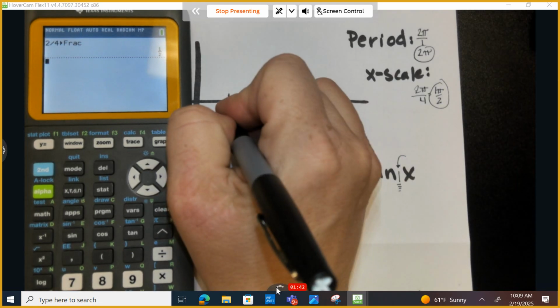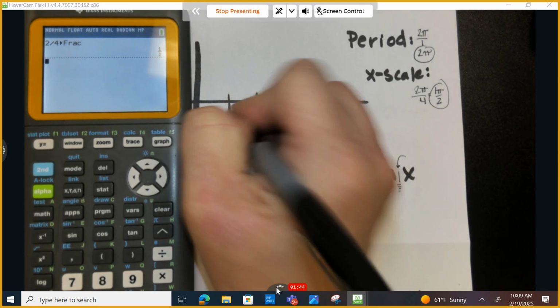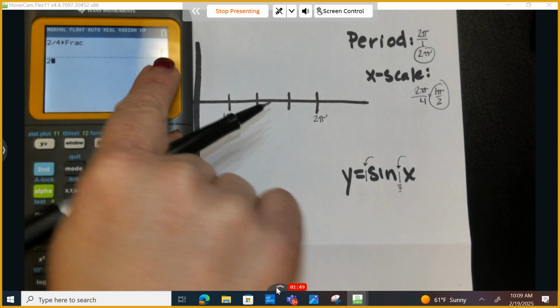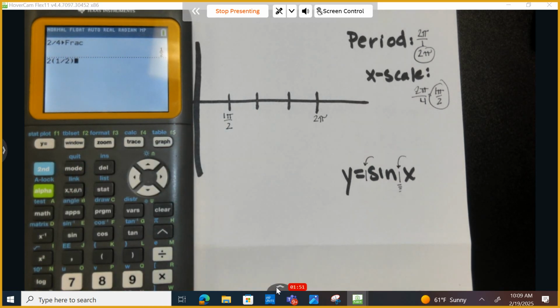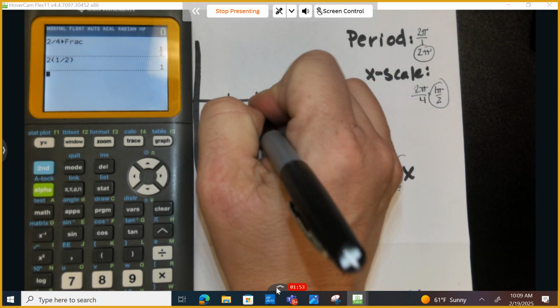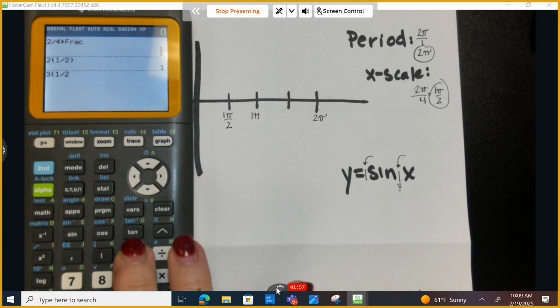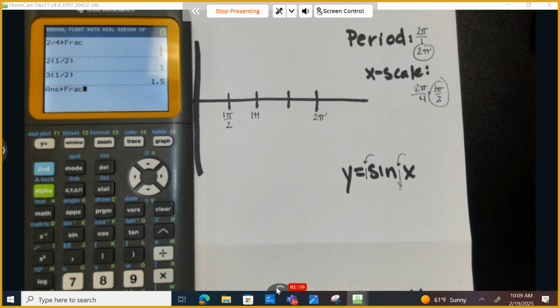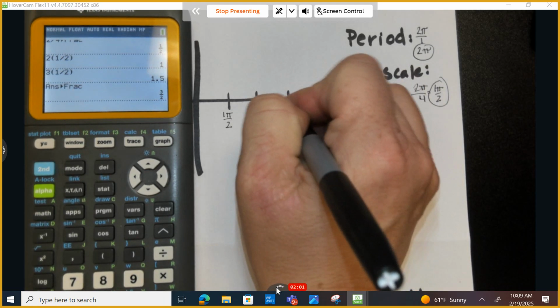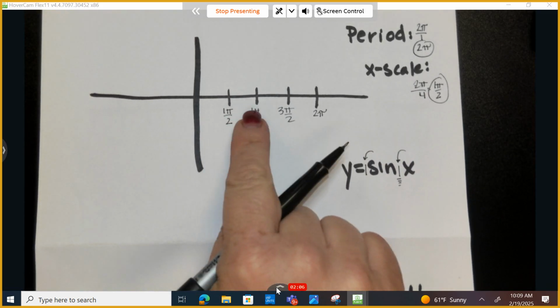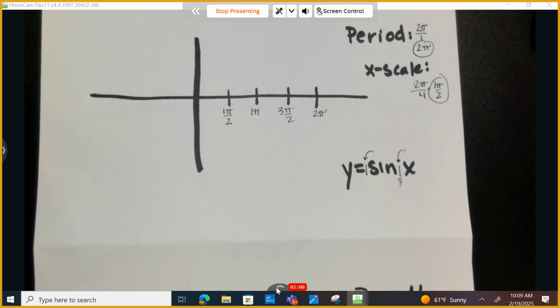The first step is 1 pi over 2. The second step is the second step times the x scale, which is 1/2, which is 1 pi. The third step, so 3 times the x scale. And if I get a decimal, I turn it back into a fraction. 3 pi over 2. This is one cycle. Once I've determined the x scales, I'd like you to please grab that unit circle that you were provided today.